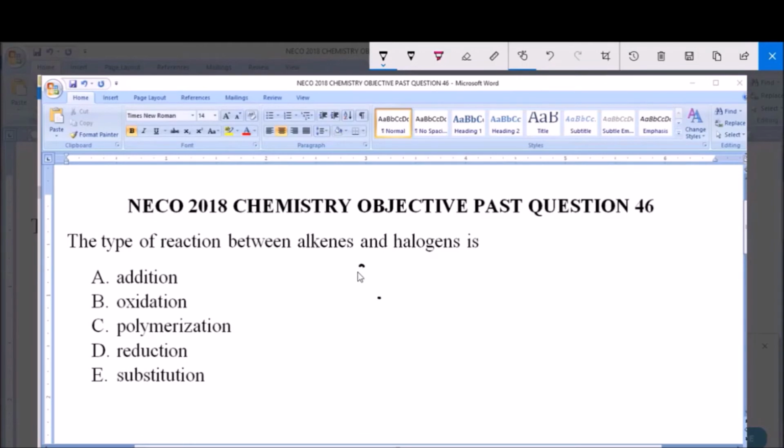Now, alkenes is a homologous series of hydrocarbon that has the general formula CnH2n. So this is the formula of alkenes, and this is due to the presence of a double bond.